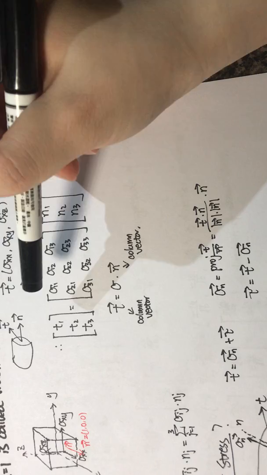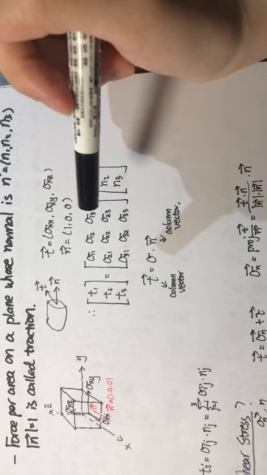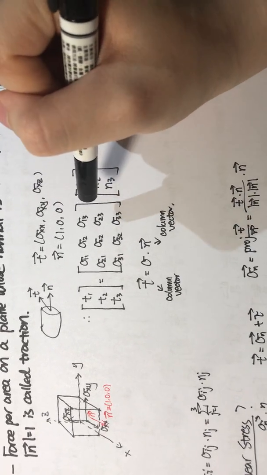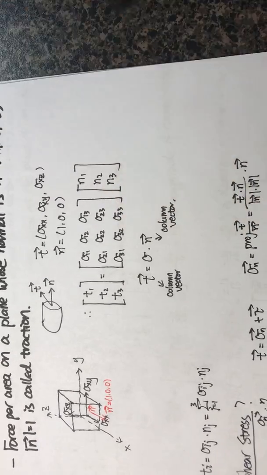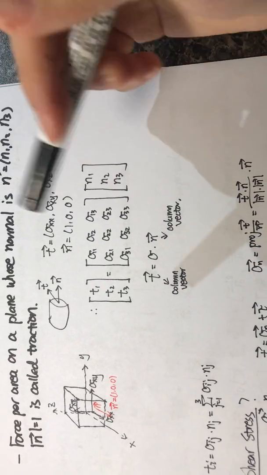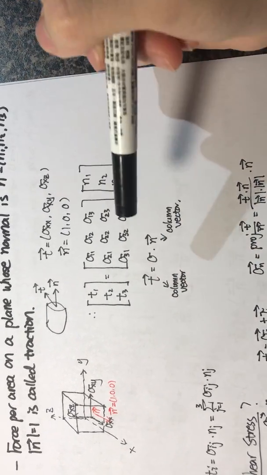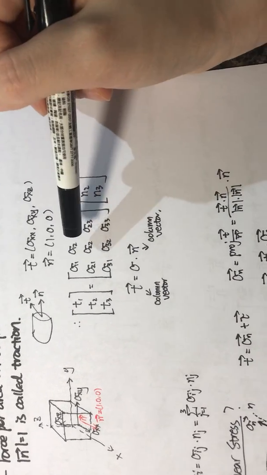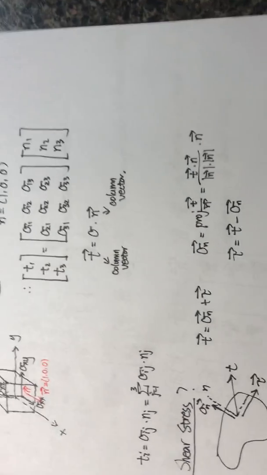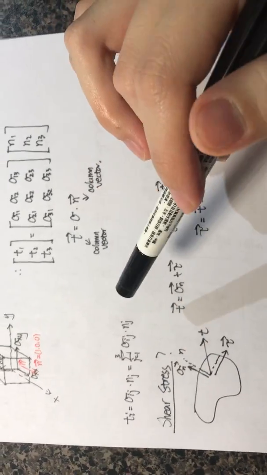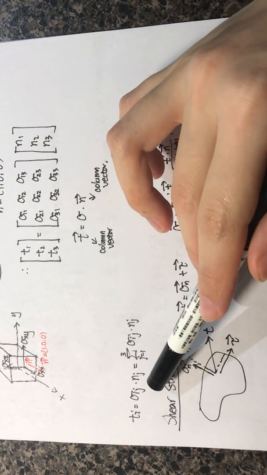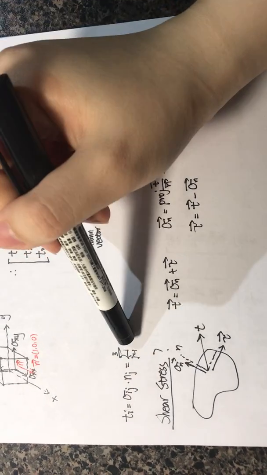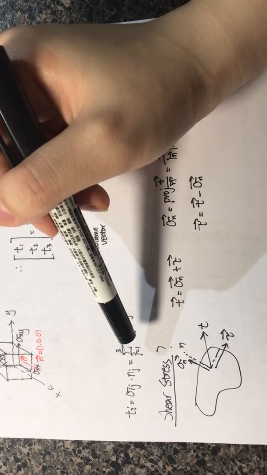So the traction is just the stress tensor dot the normal vector. Therefore, T is sigma dot n, where T and n are both column vectors, and sigma is the stress tensor. We can write it in the general form as Ti equals sigma ij dot nj, where the summation over j is from 1 to 3.